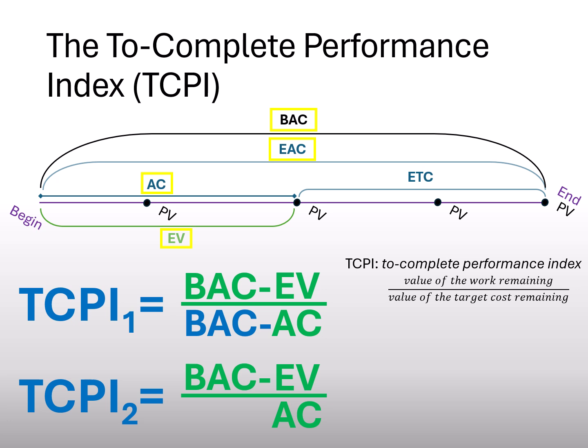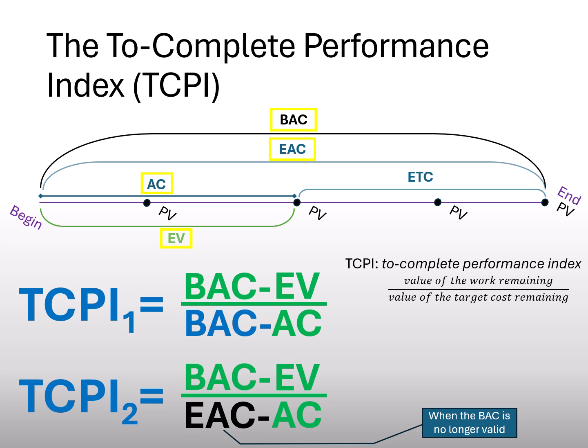But for the second variant, we assume that the time has passed and we can no longer rely on BAC. So we need to use the estimate instead. We use EAC to complete the denominator. In practice, the values computed with the first variant are usually greater than 1. However, for the second, these are generally smaller than 1.